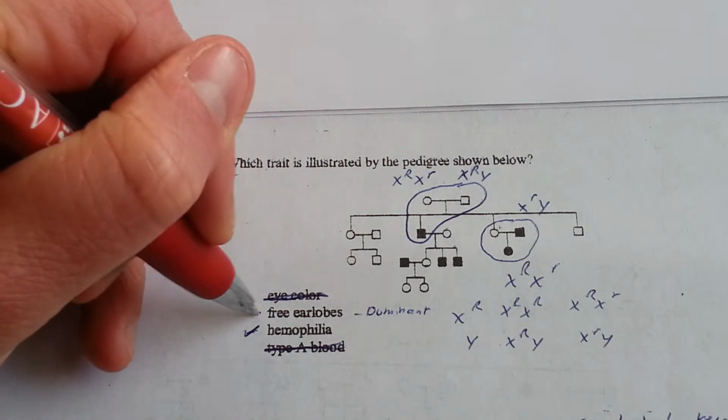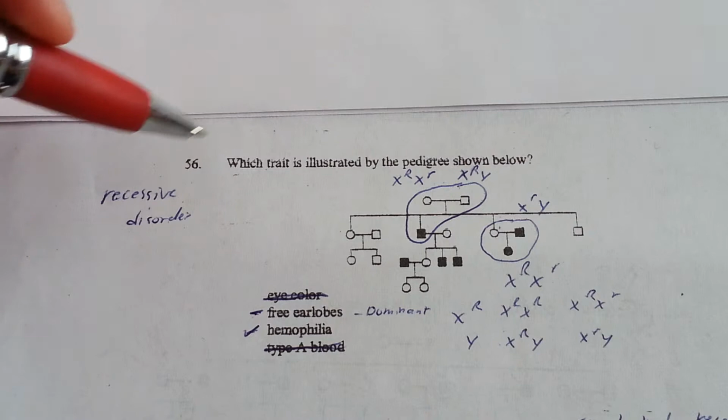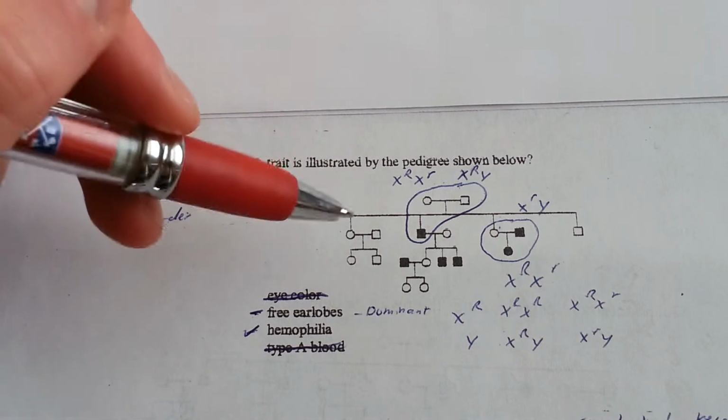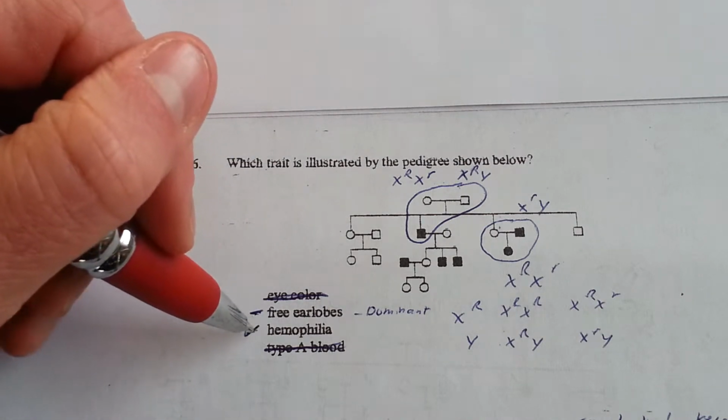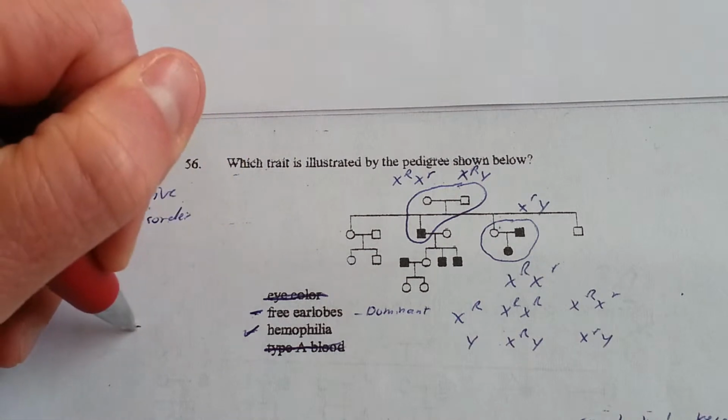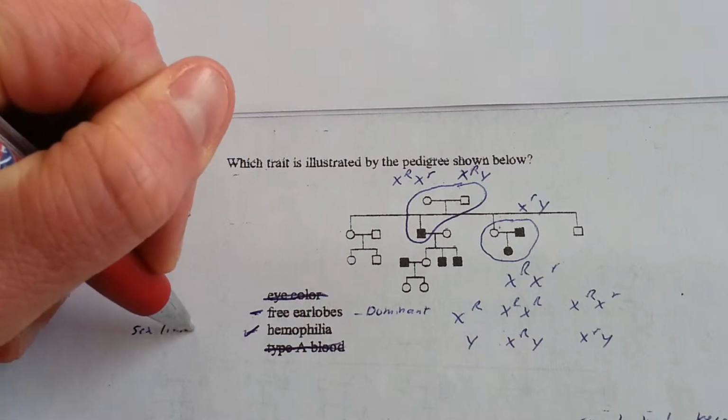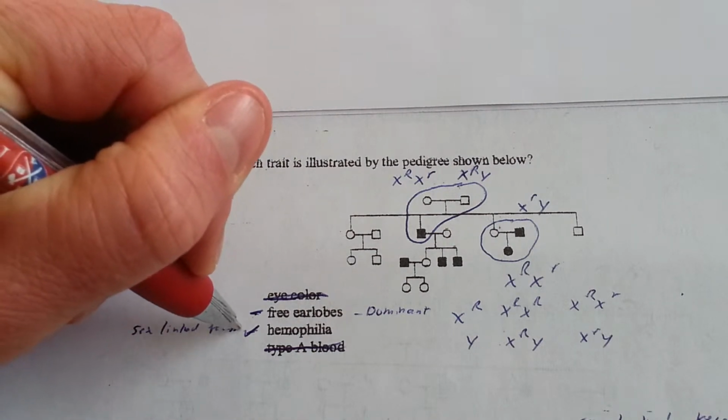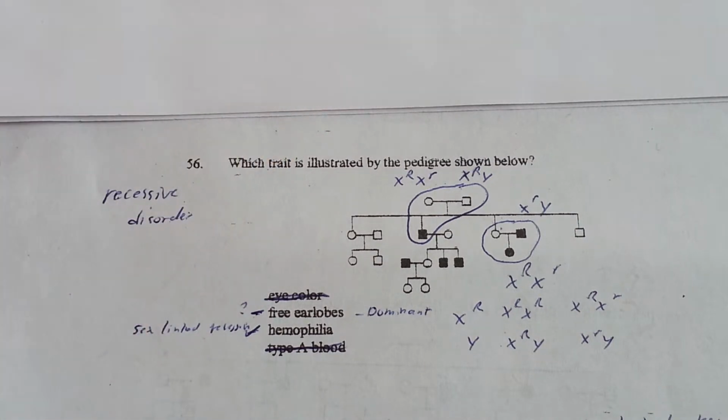If you knew that free earlobes were dominant, then you just have to look to see whether or not this is a dominant disorder or a recessive disorder. We should know from the course that hemophilia is sex-linked recessive, but we might not know what free earlobes were. And so just to be safe, we'd look at a few things here.